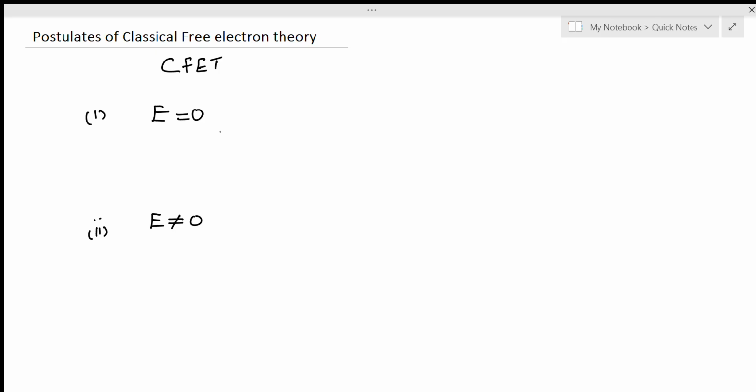Now, in the first postulate, in a metal, let us consider there are n number of free electrons. In the absence of the external electrical field, these free electrons will move freely in the boundaries. They collide with one another. This is similar to the gas molecules in a container.